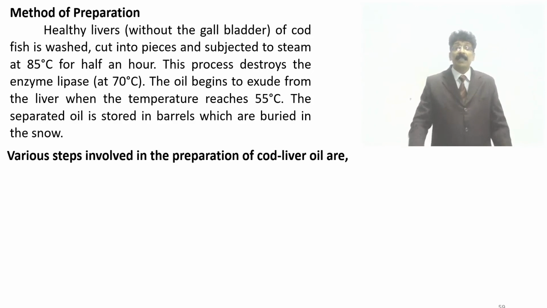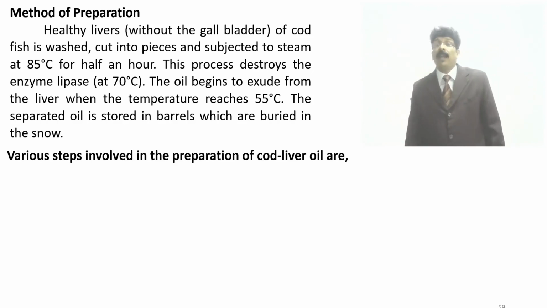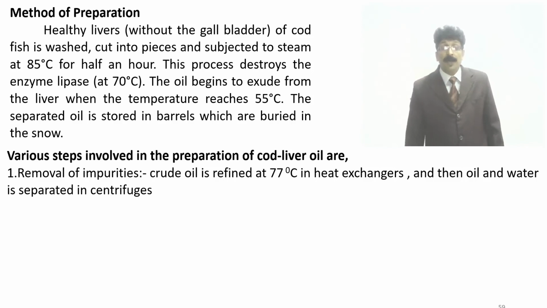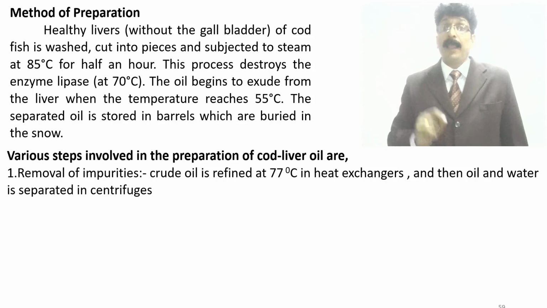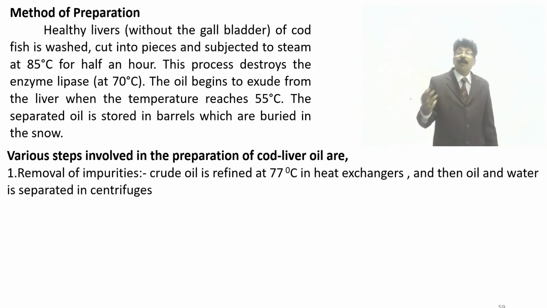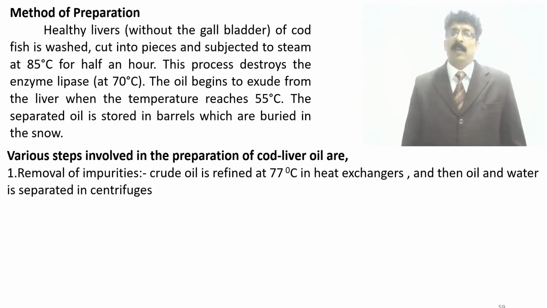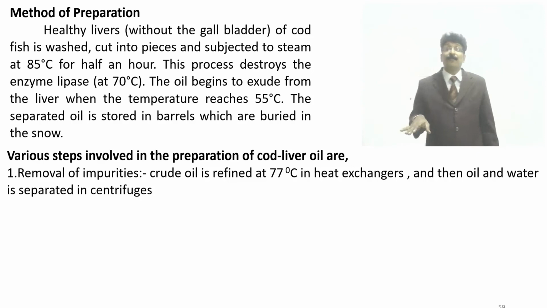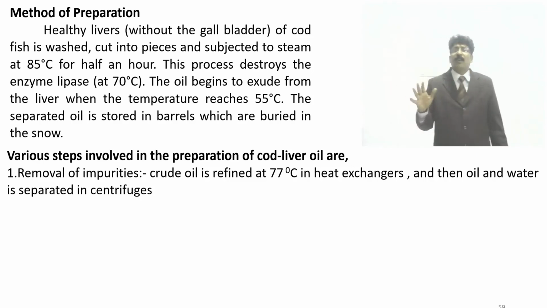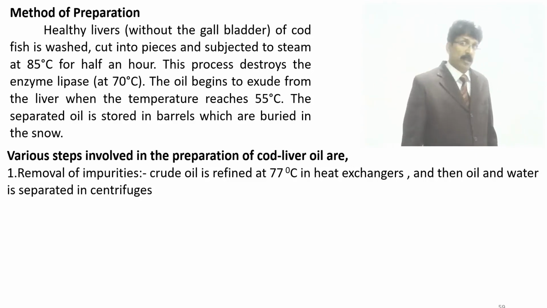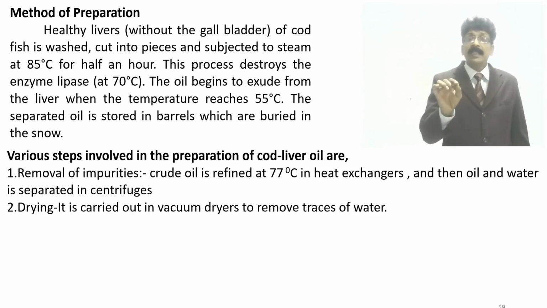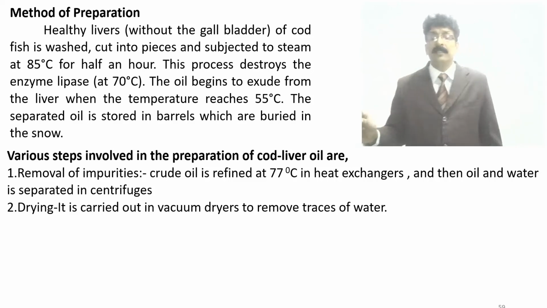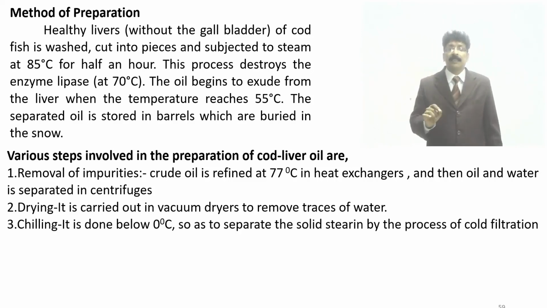So various steps involved in the preparation of cod liver oil are: removal of impurities. Crude oil is refined at 75 degrees centigrade in heat exchangers, and then oil and water are separated in centrifuges. By means of this 75 degrees, oxidation of this oil can be prevented. Drying is carried out in a vacuum dryer to remove traces of water present in it.